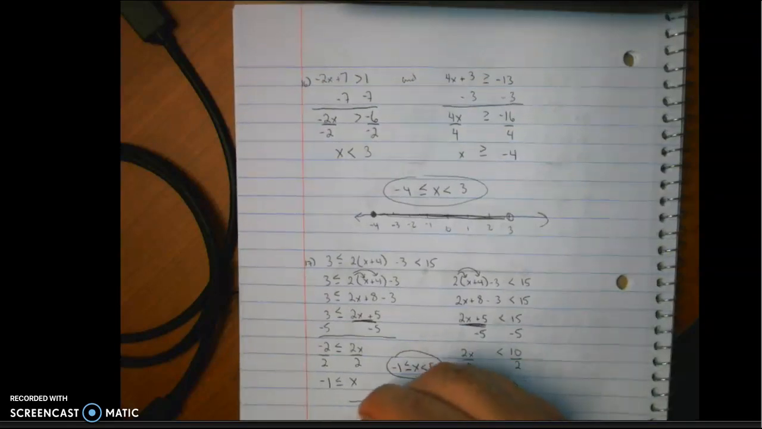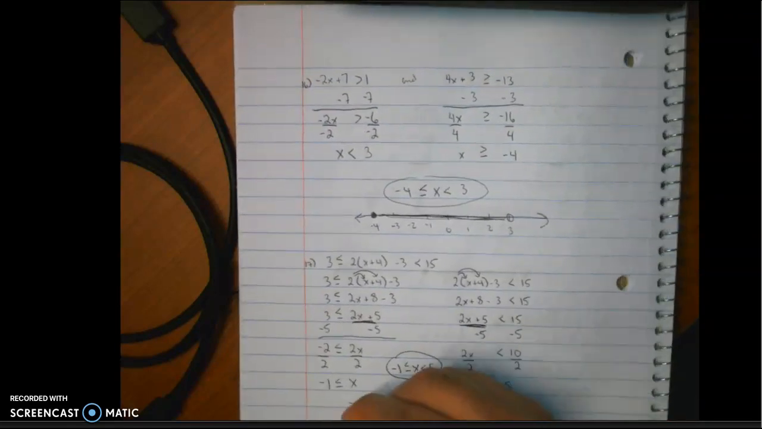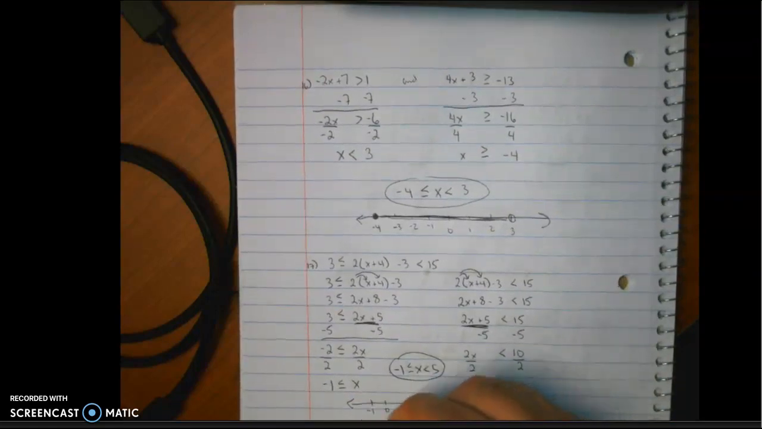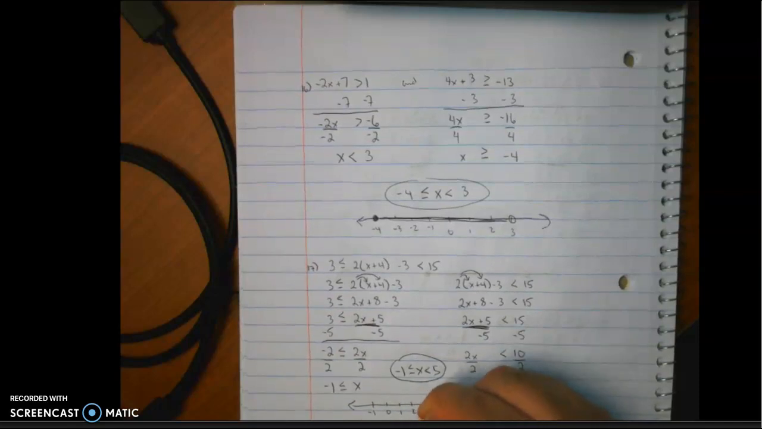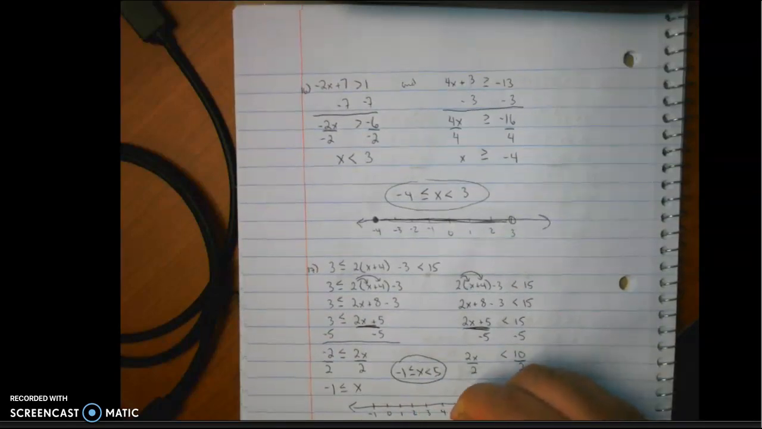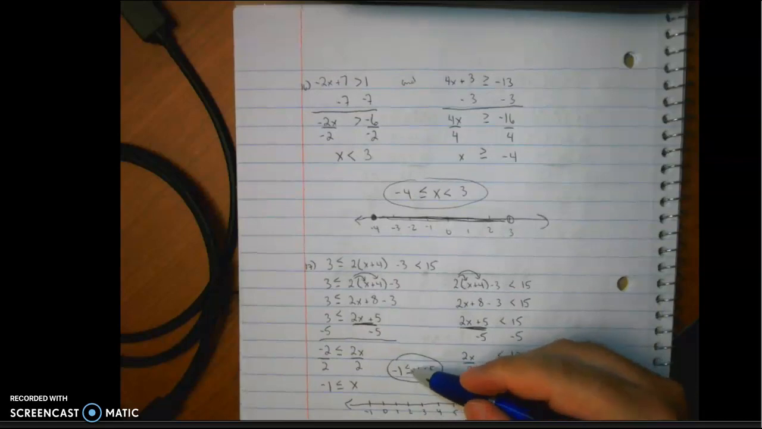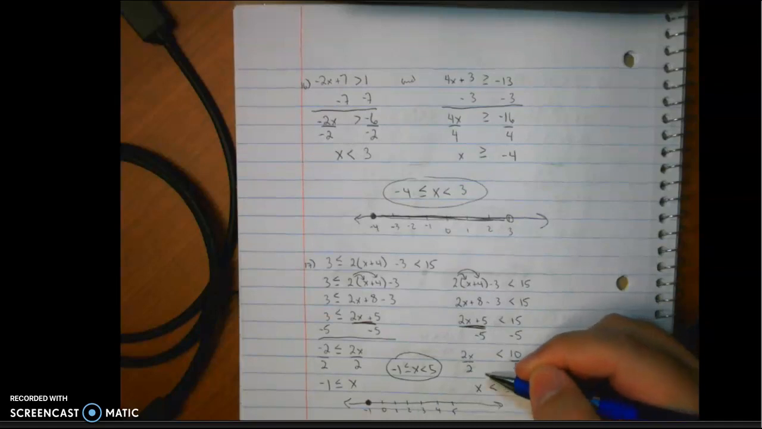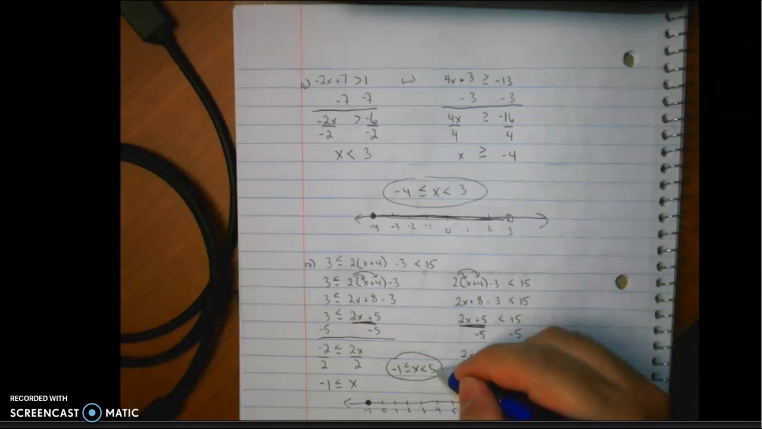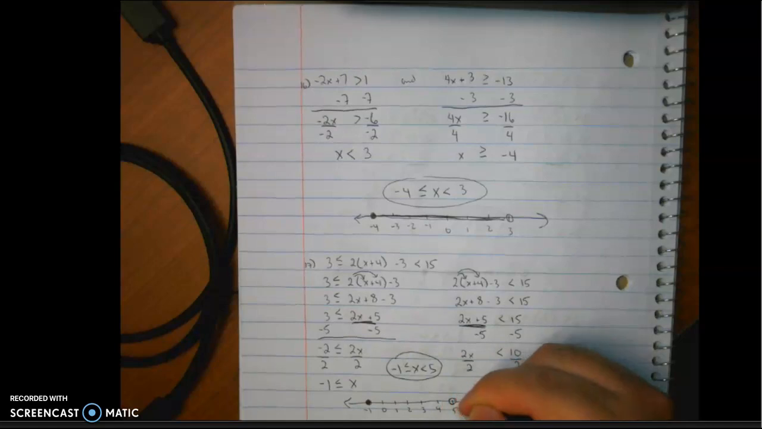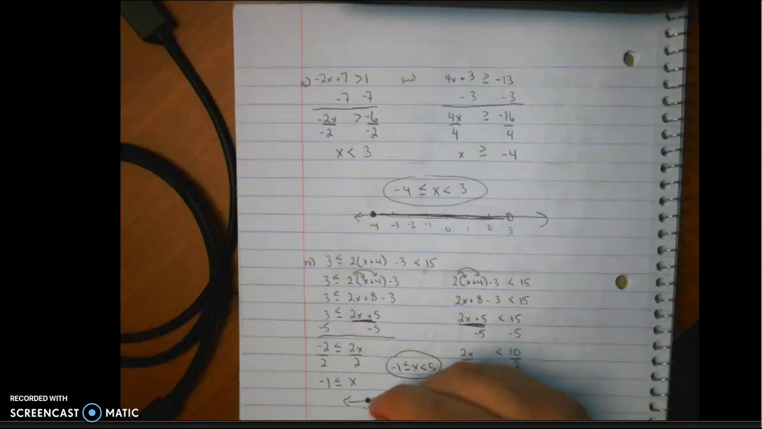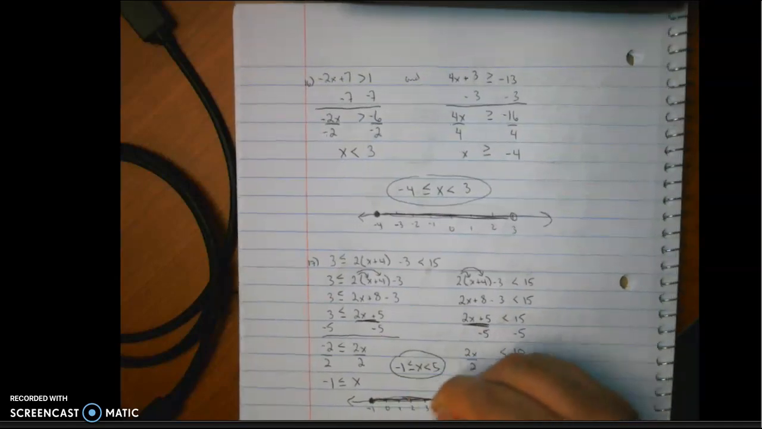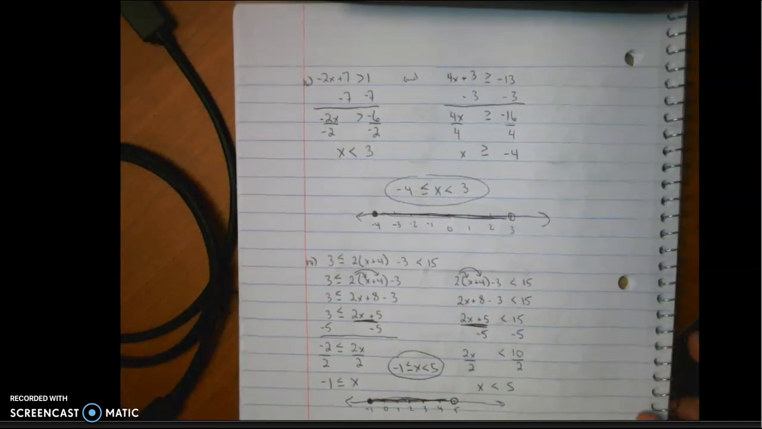And we graph it. Negative 1, 0, 1, 2, 3, 4, 5. X is greater than or equal to a negative 1. So because it's greater than or equal to, it's closed hole. X is less than 5. So it's open hole. And it's greater than negative 1, but less than 5. So it's everything in between.